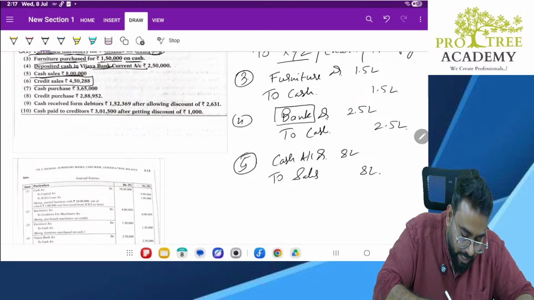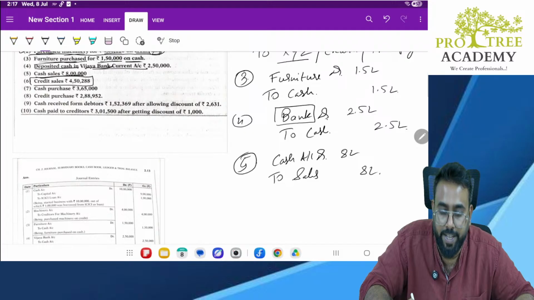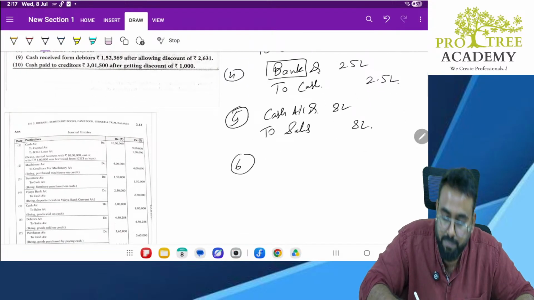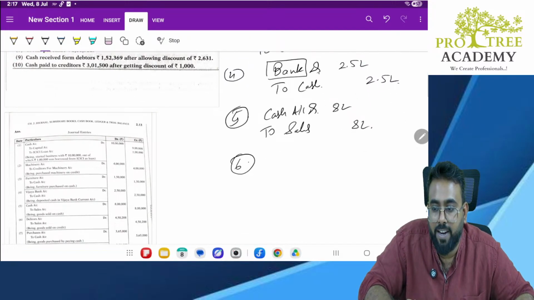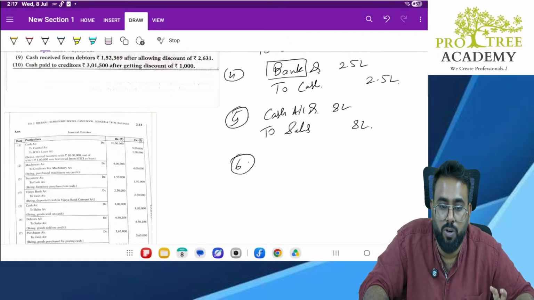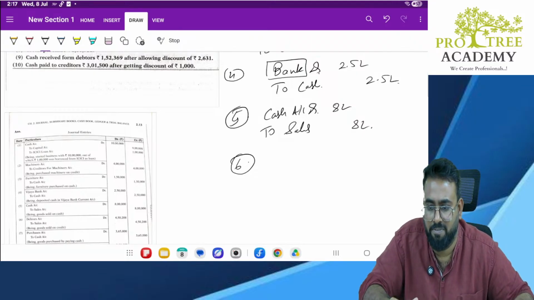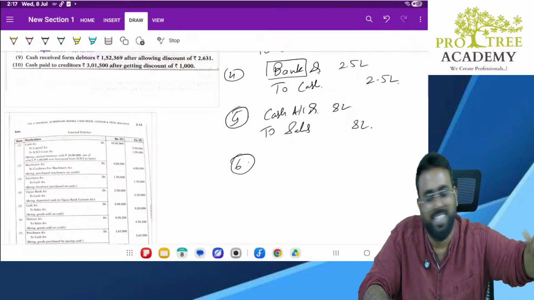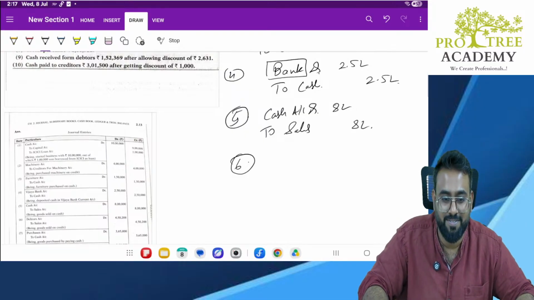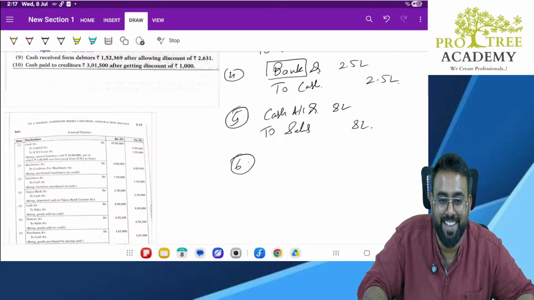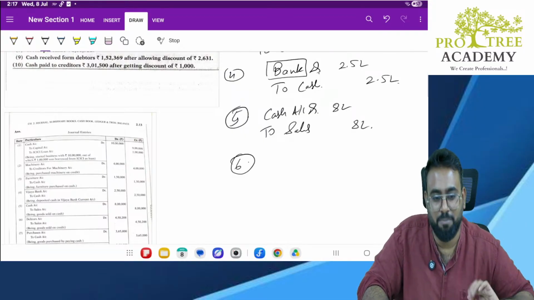Now, next is credit sales of 4,50,288. Now, what is credit sales? Where I do sales, but I will receive money after some time. So, it is as good as, for example, all of us have some shops like that in our life, where I will take something, I'll say, I'll give it later. Correct or no? Yes, everybody has some shops like that.